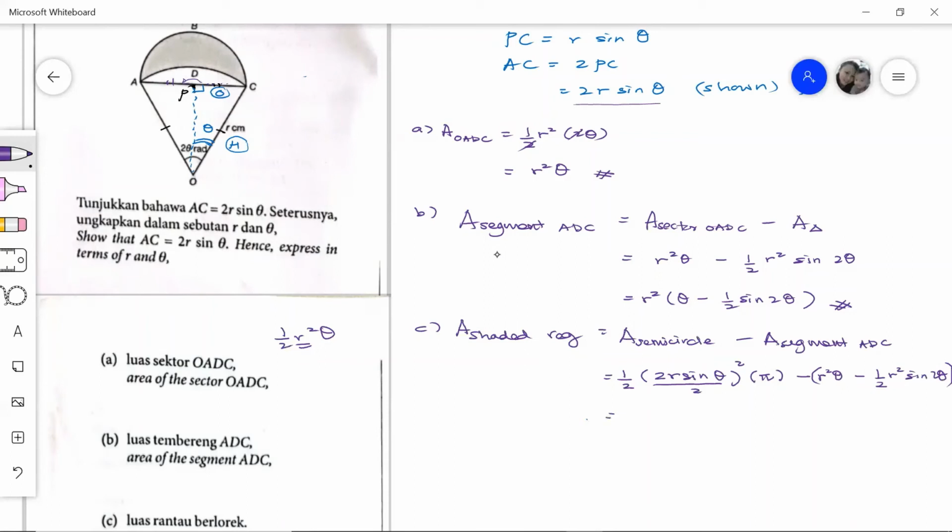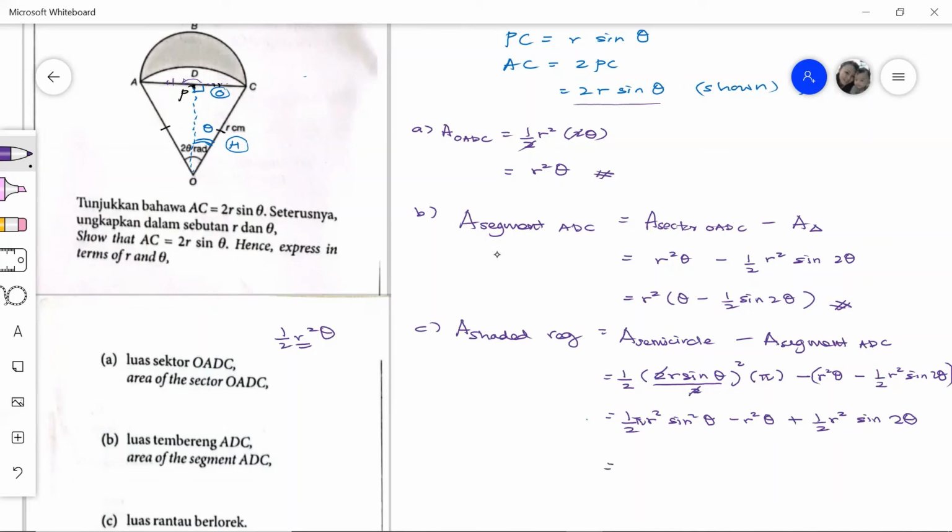Okay, let's simplify the 2 here. So now we have half R squared sine squared theta times pi. So put the pi in front. And then minus R squared theta plus half R squared sine 2 theta. Okay, so we can leave this as our answer, or we can actually factorize it.